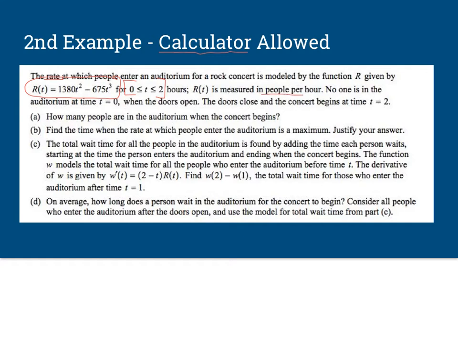And the units are people per hour. No one is at the auditorium at t equals 0, so that means my initial value is 0, 0. That's nice, it's easy. And then the door closes at time equals 2. Okay, so please write in pencil, show your work for all 4 parts. I should see work for all 4 parts because you know how to do all 4 parts. Leaving it blank is not acceptable.